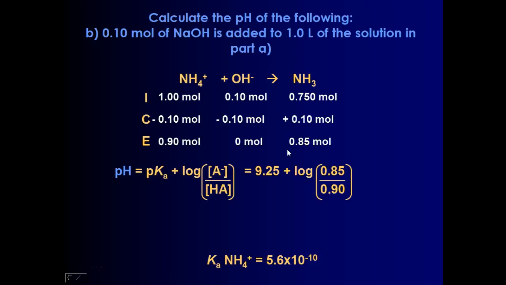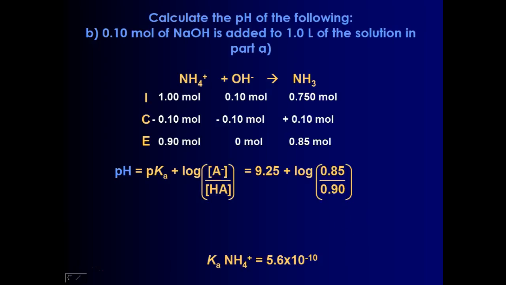pH would equal 9.25 plus the log. My base again has 1 less proton, so the 0.85 moles would go on top, and the 0.9 moles for the ammonium ions would go on the bottom. If you had divided these both by 1, you would have gotten the same for their concentrations, but that would work regardless of whether the volume was 1 or something else.